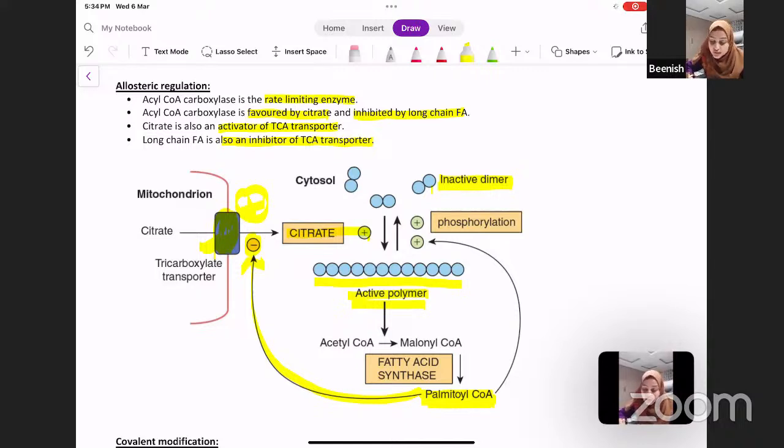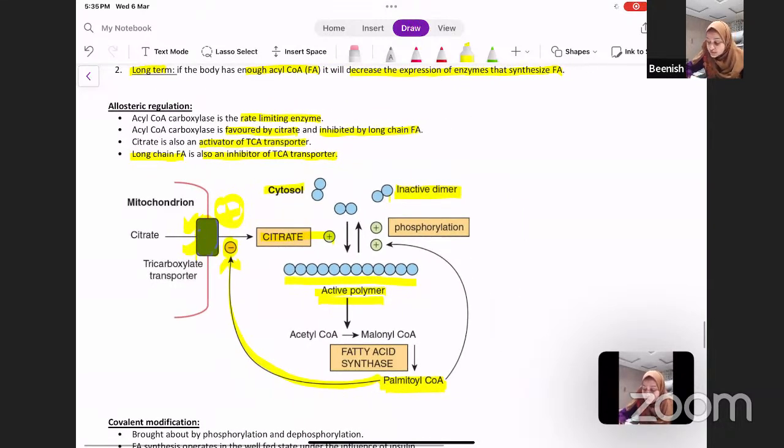And also citrate activates the TCA transporter. The TCA transporter, as we have seen, was necessary because it was involved in transporting acetyl CoA into the cytoplasm. So if that transporter is blocked, your acetyl CoA will not be transported into the cytoplasm. Fatty acid synthesis will not take place. And with long chain fatty acid, that is when there is already enough fatty acid being synthesized, that transporter is inhibited. So further fatty acid synthesis will not take place. So that was about allosteric regulation.